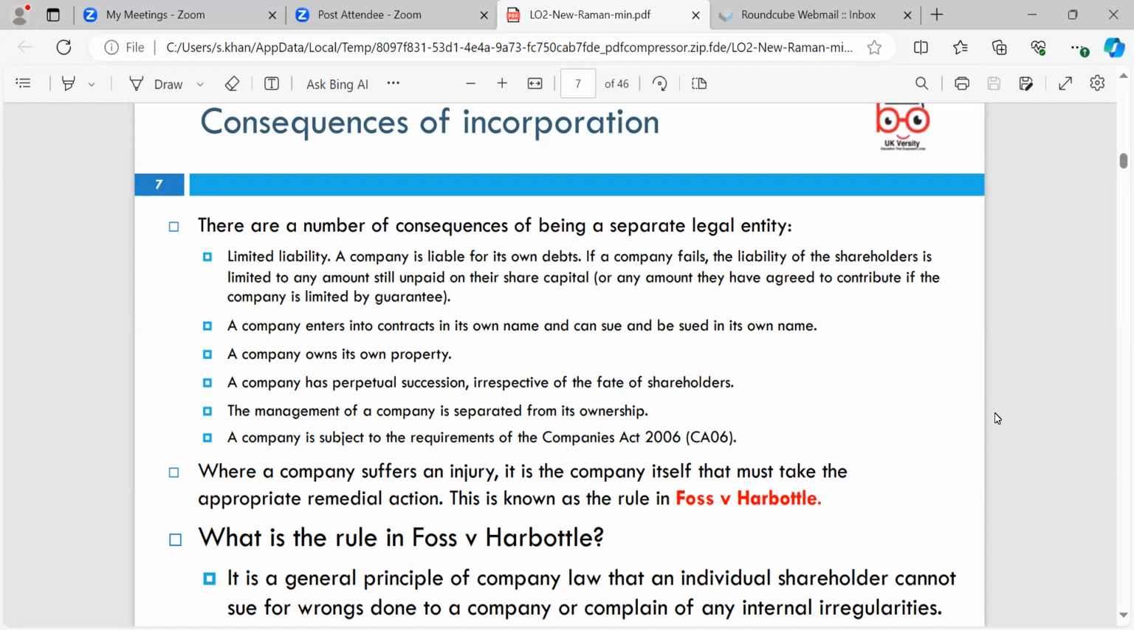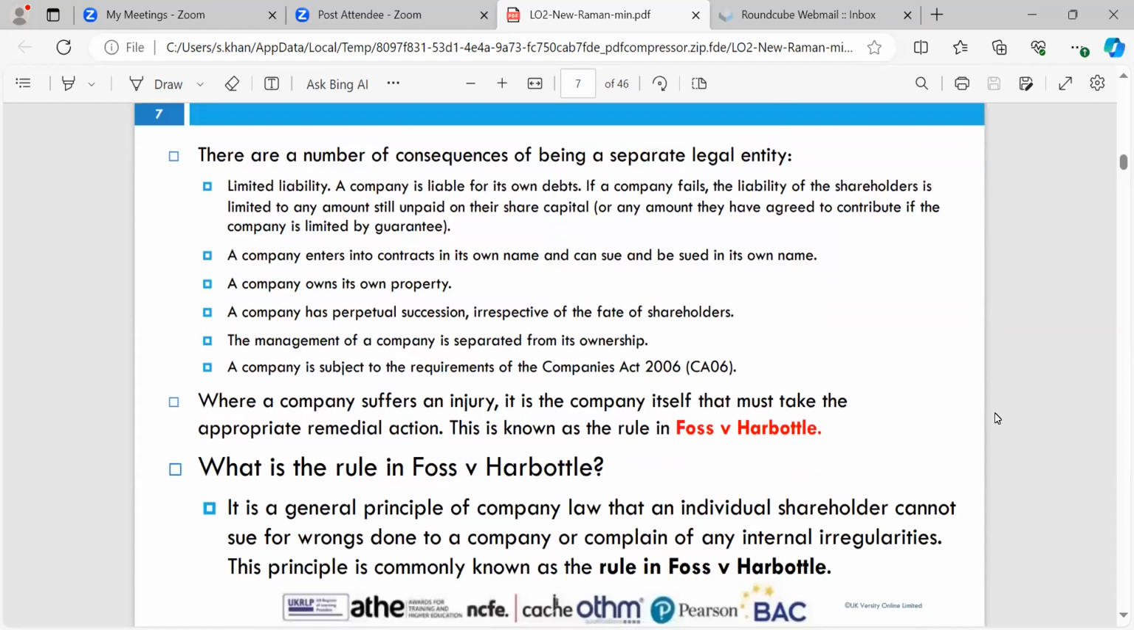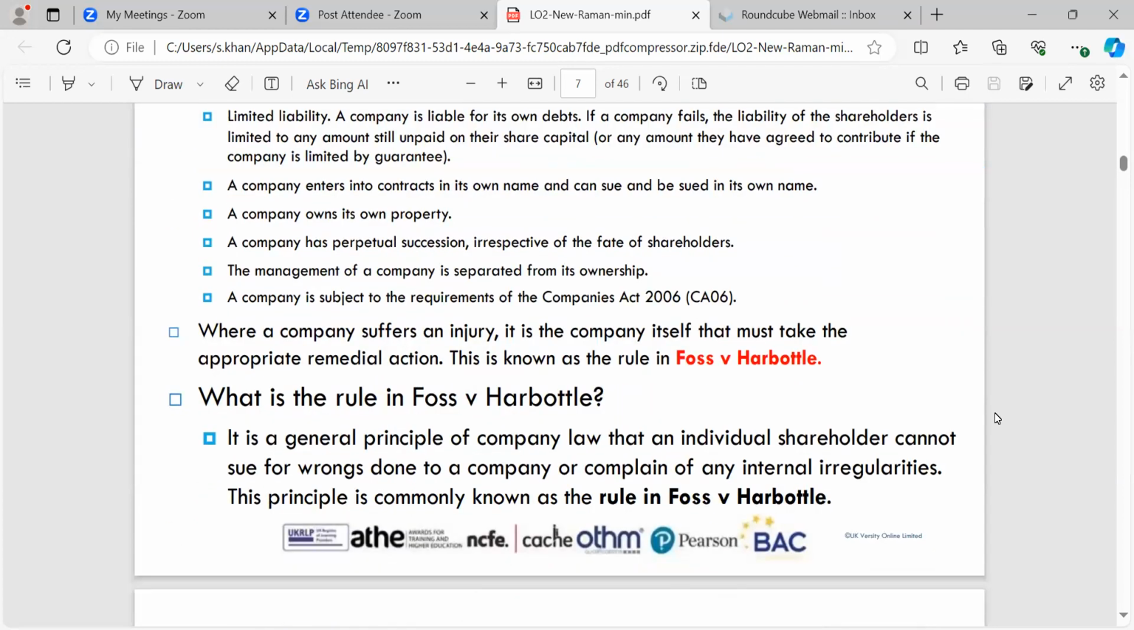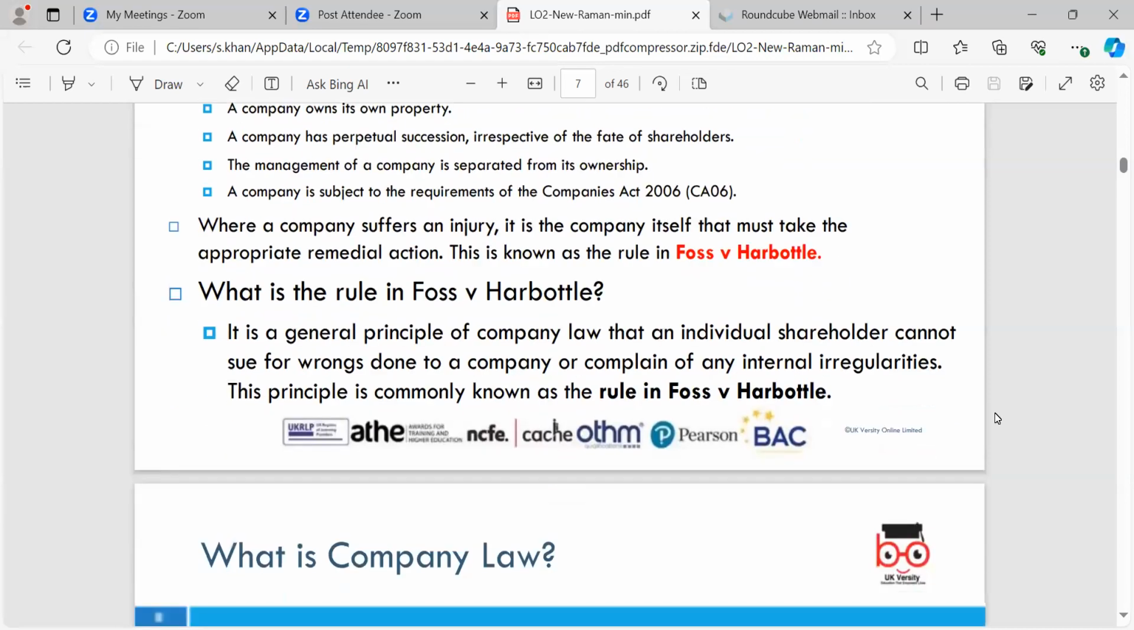Where a company suffers an injury, it is the company itself that must take the appropriate remedial action. This is known as the rule in Foss v Harbottle. The rule was that it is a general principle of company law that an individual shareholder cannot sue for wrongs done to a company or complain of internal irregularities. The principle is commonly known as the rule in the case of Foss v Harbottle.